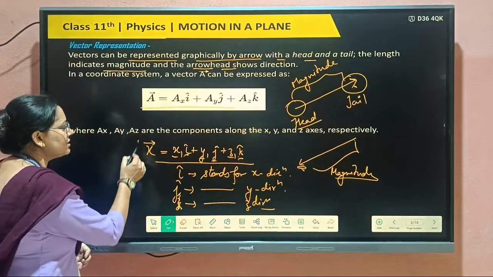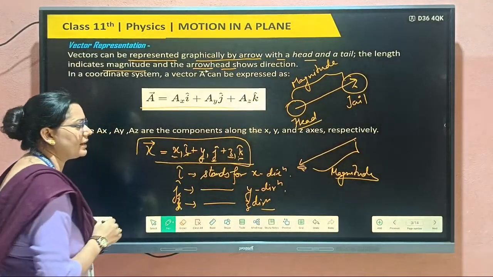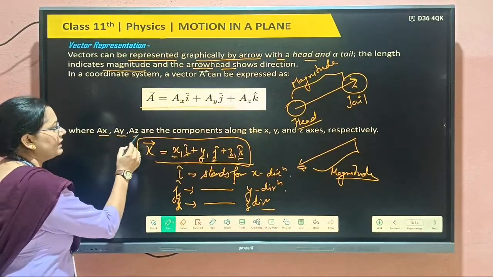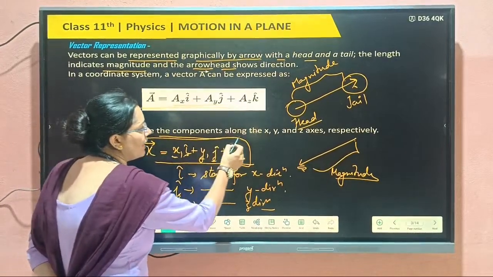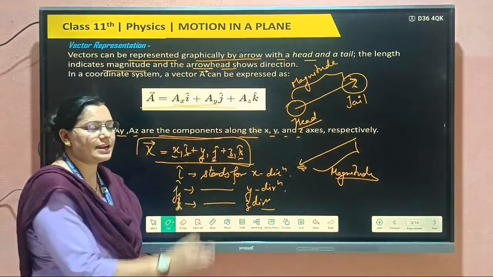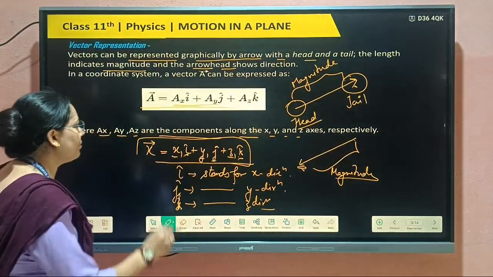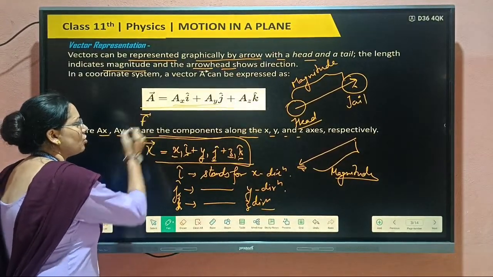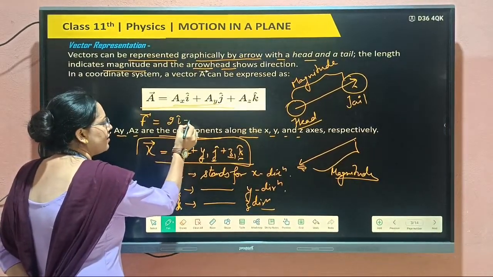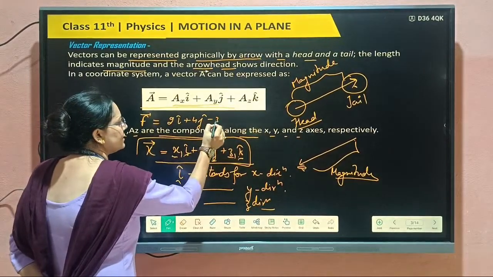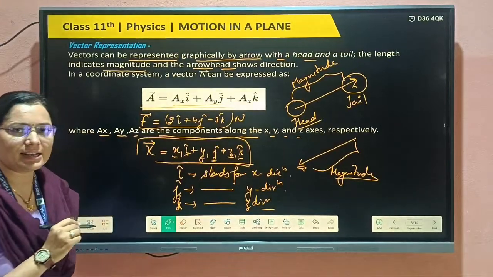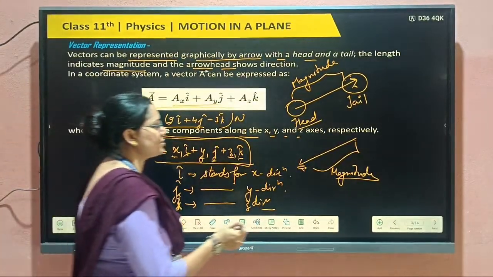So this is our vector term. Like this we can write the equation of any vector quantity. Here ax, ay, az are the components along the x, y, z axes respectively. For example, force is a vector quantity, yes or no? In vector form we can write 2 i cap plus 4 j cap minus 3 k cap Newton. So like this we can represent any vector quantity. Clear?